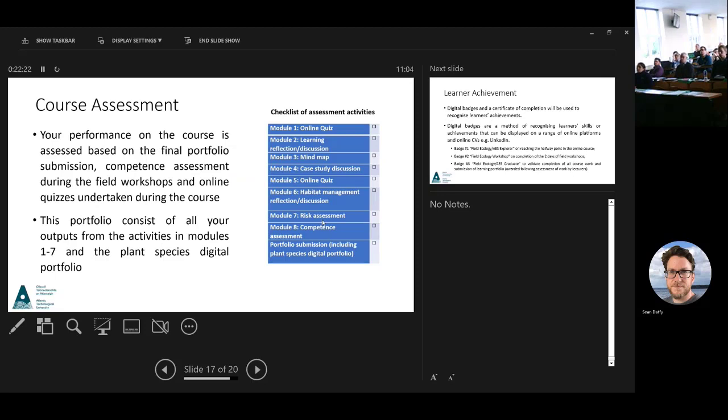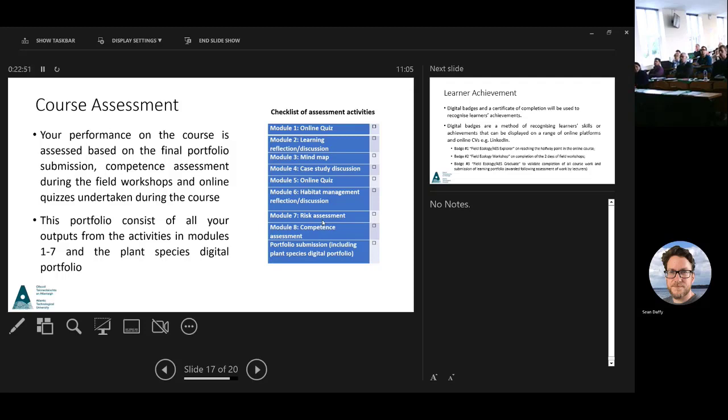So in terms of the course assessment, your performance will be assessed based on a final portfolio. That final portfolio will collate all the activities you've done throughout the course in a template. We'll put up the template next week for you. You basically copy and paste the activities you've done into that portfolio, and that'll be submitted at the end of the course. We'll also have a number of online quizzes. We'll go through some of these today.